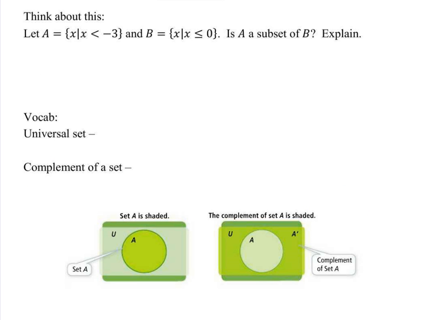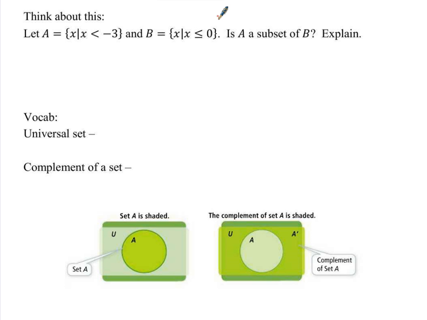All right. Think about this one. Let A be this set, x values such that x is less than negative 3. And then let B be this set, x values such that x is less than or equal to 0. The question is, is A a subset of B? In other words, is everything that's in A also in B? What do you think? No?